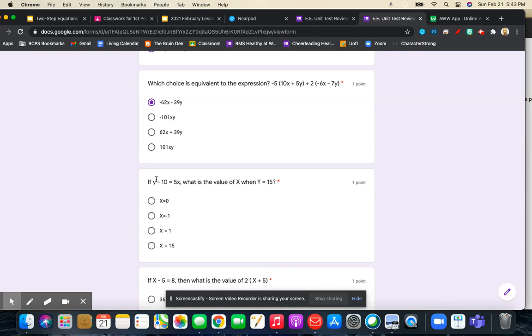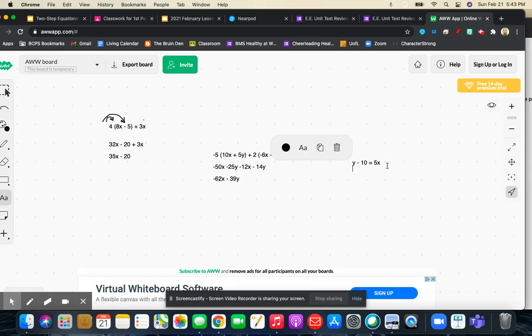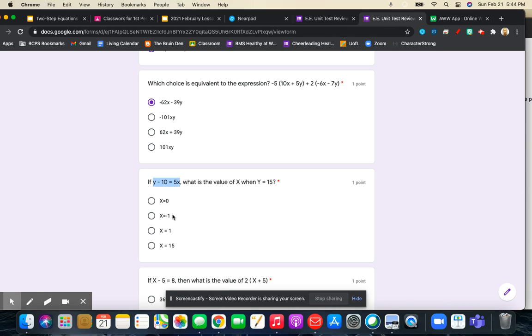All right, on this one, if y minus 10 equals 5x, what is the value of x when y equals 15? In order to do that, we are going to come up with a one-step equation. They told us y is 15. So 15 minus 10 equals 5x. We know 15 minus 10 is 5, so 5 equals 5x. X is being multiplied by 5, so we need the opposite, which is division. 5 divided by 5 is 1. 1 equals x.